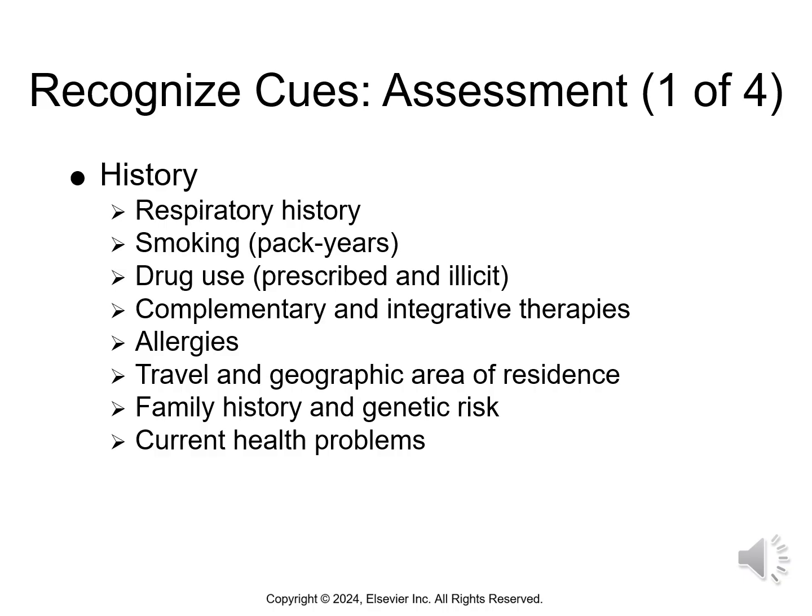Current health problems. So if we see a patient who has cough, increased sputum production, hemoptysis, which is that blood in the sputum, dyspnea, which is that shortness of breath, orthopnea, which is shortness of breath that occurs when lying down. Those are all things that we're going to further assess to see how we can have our patient be at their highest potential.